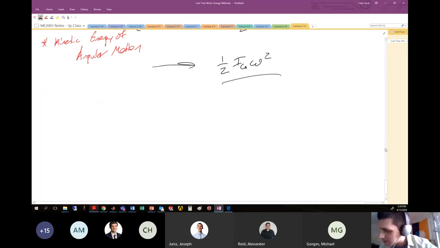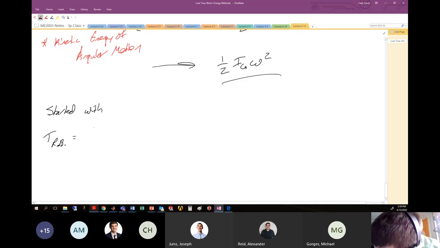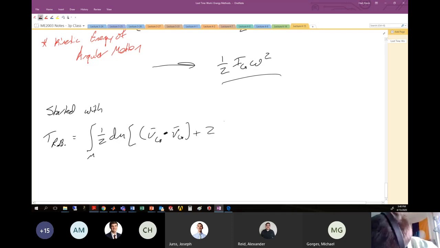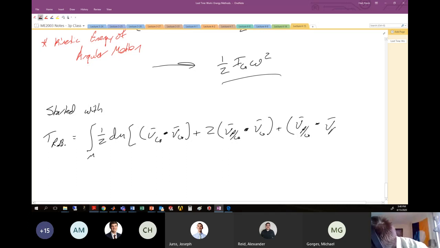All right, we started with the kinetic energy of this full rigid body equal to this crazy integral, 1/2 dm of the velocity of g dotted with the velocity of g plus 2 times the velocity of p relative to g dotted with the velocity of g plus velocity of p relative to g dotted with velocity of p relative to g. When we first looked at that, I didn't know what any of that meant physically. I don't know what those things are. I'm old. Leave me alone.